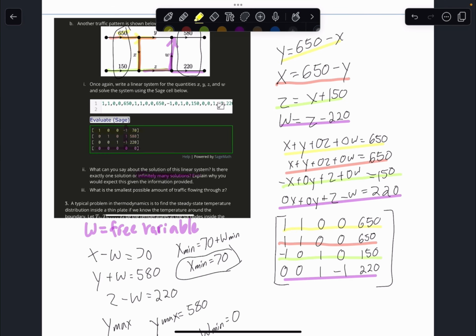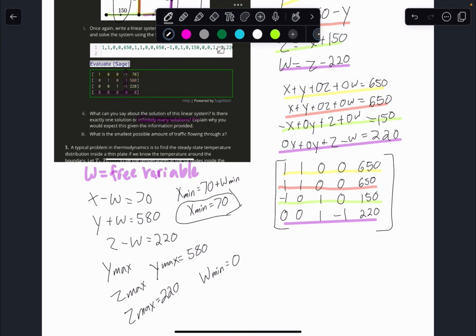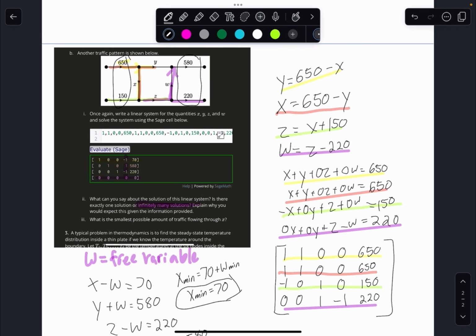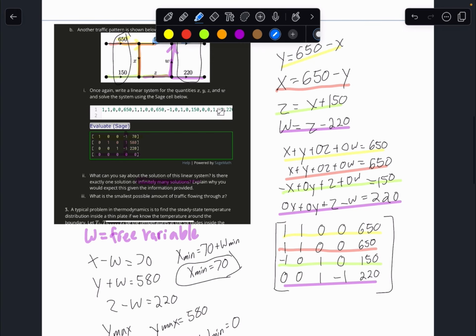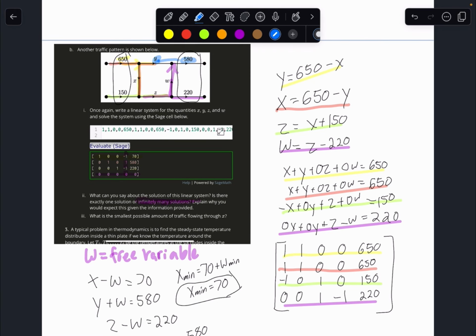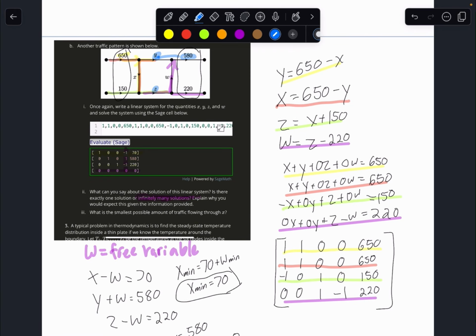For the smallest amount of traffic possible through x, I've got these nice handy equations. So what I'm going to do is look at the graph, and I'm going to say that the max y could be is all 580. That's with w equal to 0. So the max y could possibly be is 580. Okay, let's look at z. I also want to maximize z. I want to maximize y and z for this equation. The maximum z could be is 220.